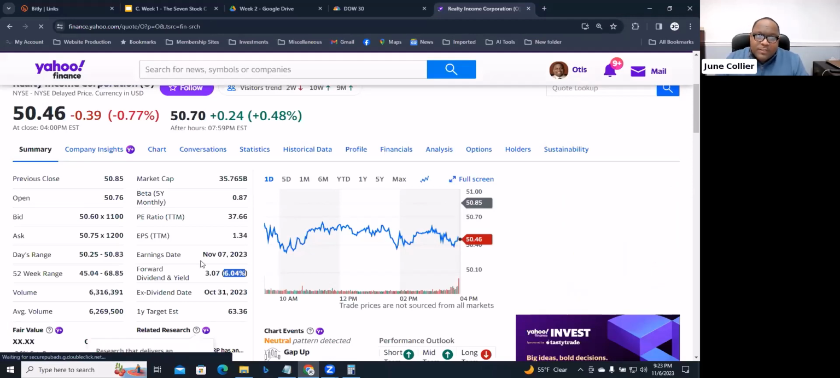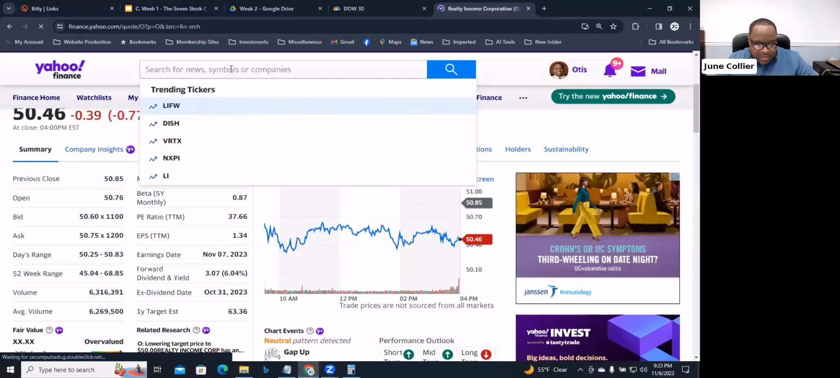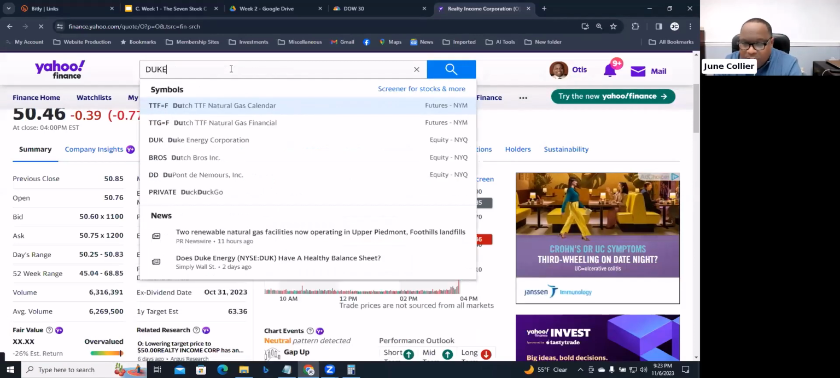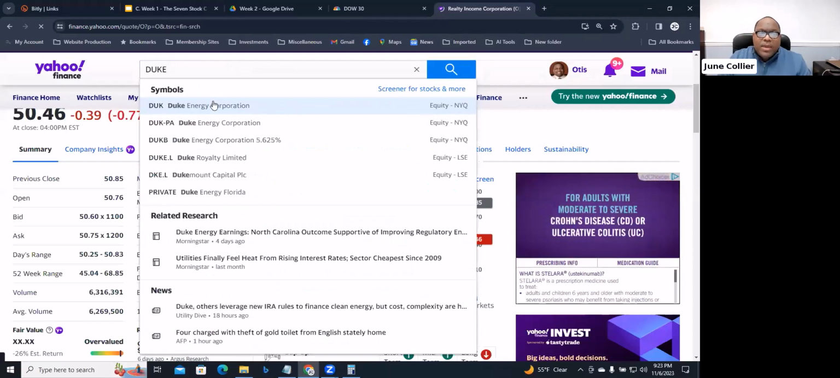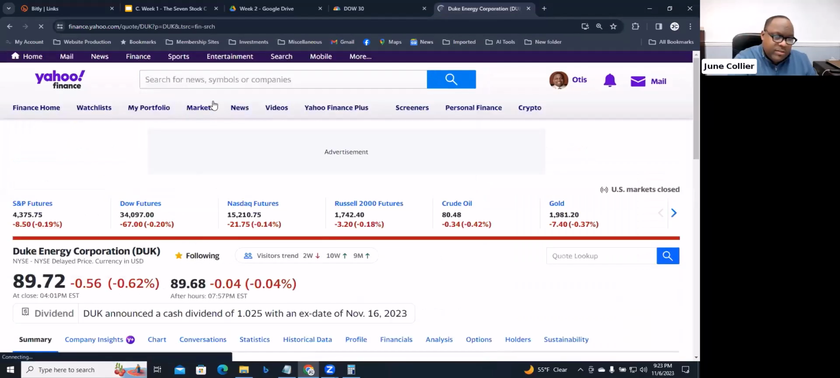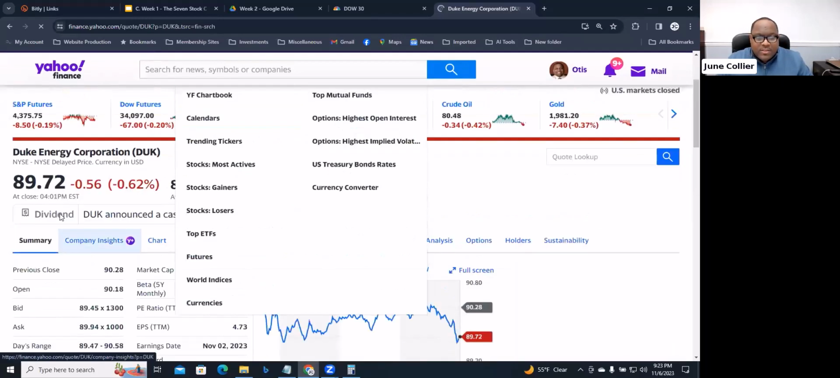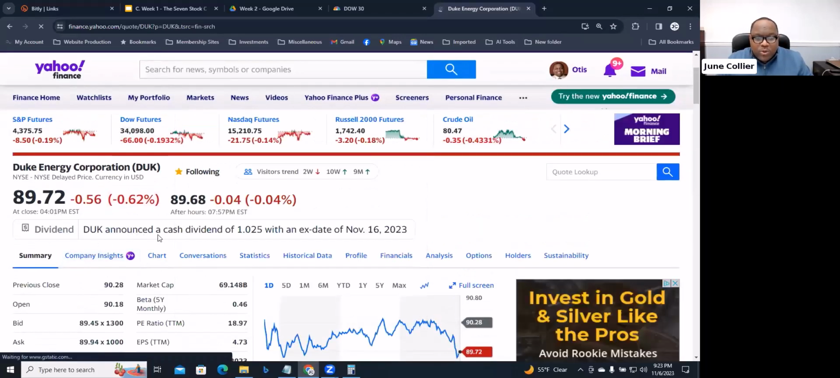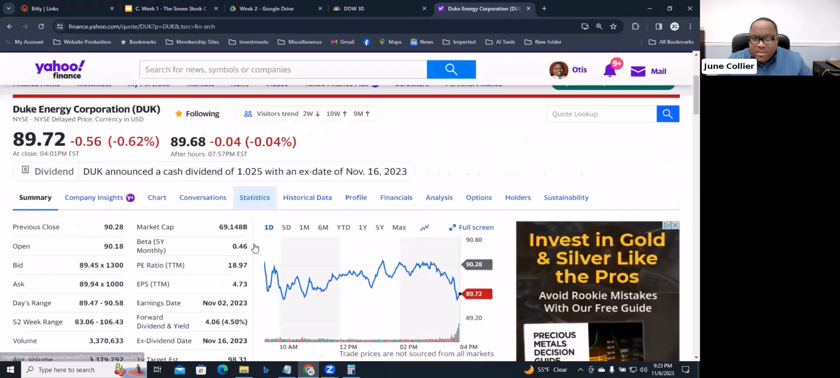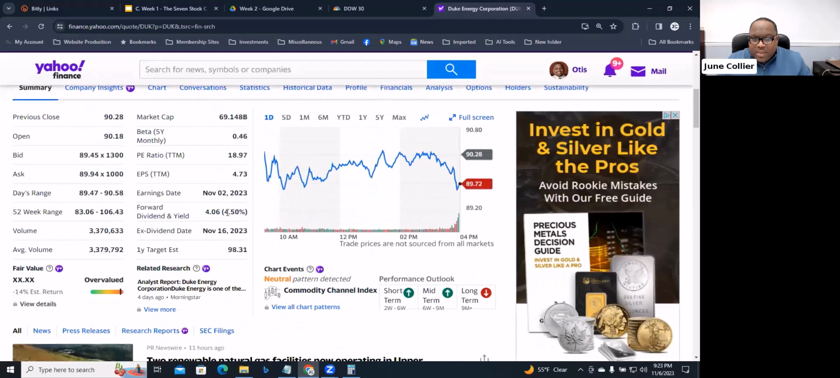Energy companies, utility companies. You can look at companies like Duke Energy, okay? D-U-K, Duke Energy, all right? So Duke Energy pays out dividends, okay? So here we go. Duke announces a cash dividend of $1.02 with an ex-dividend date of November 16th. So you have to own that stock by November 16th to get the dividends. But let's take a look at their dividends. They have a 4.5% dividend yield.